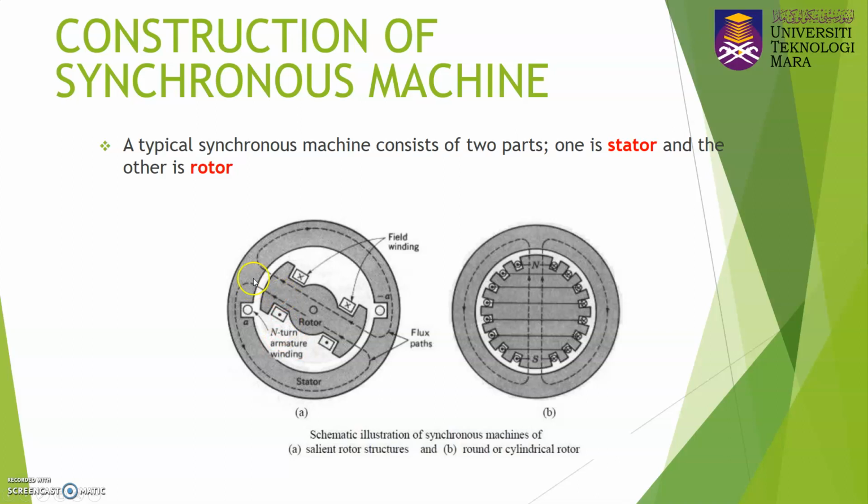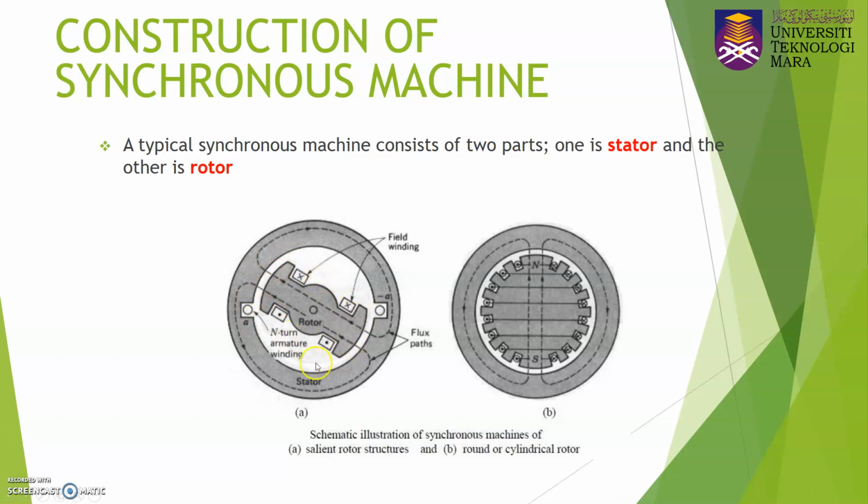Okay, so basically this is a schematic illustration of a synchronous machine. Here you have a stator part. The stator part is the one that is static and does not move. And then you have the rotor in the middle. The rotor is the one that is moving in the machine.